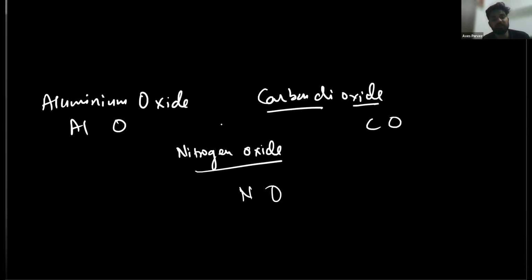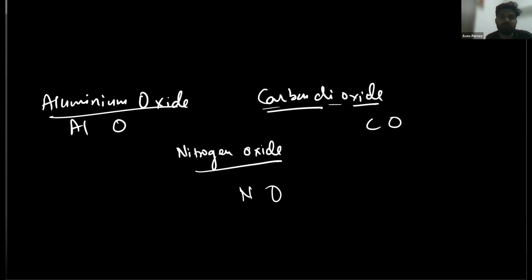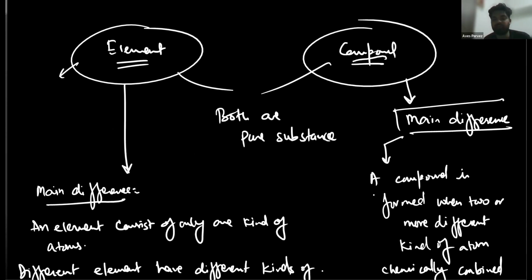This one is nitrogen and oxygen. This one is aluminium, oxygen, carbon. So this is a compound. Now let me explain to you what is the difference between element and compound. This is the major difference.